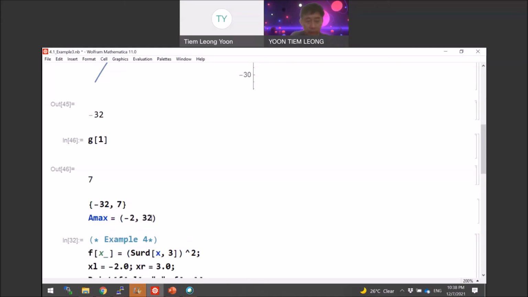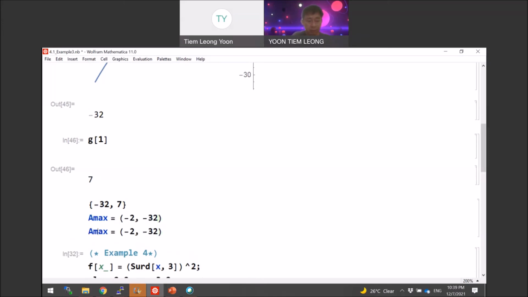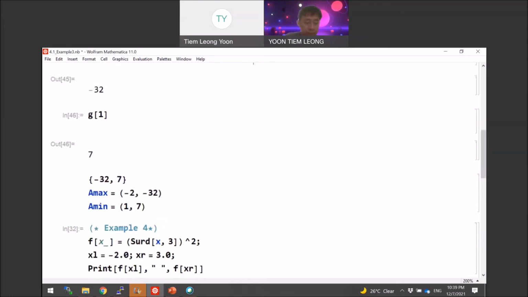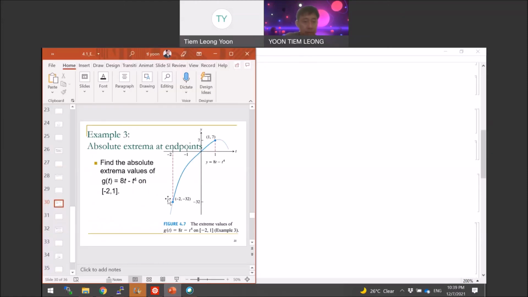A critical point, as I mentioned, has to come as a pair that describes the location of the x value and the y value. The absolute minimum will then be 7, which happens when x equals 1. If you refer to the graph, this is what you see: this is the absolute minimum and this is the absolute maximum.